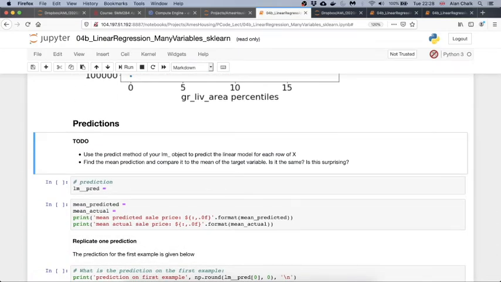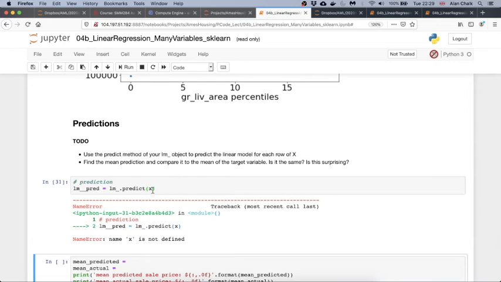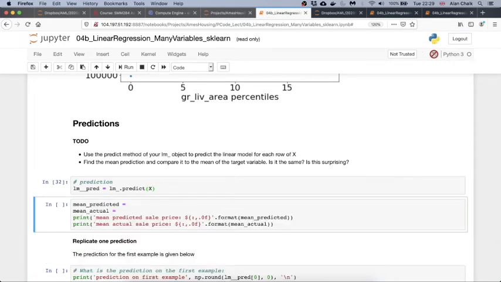Right, to do: use the predict method of your LM object to predict the linear model for each row of X. Find the mean prediction and compare it to the mean of the target variable. Is it the same? Well, that shouldn't be too hard. lm.predict(X), I hope. So capital X is all we need.